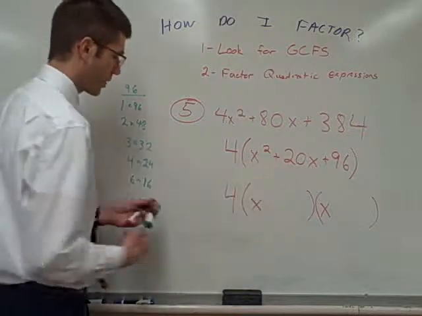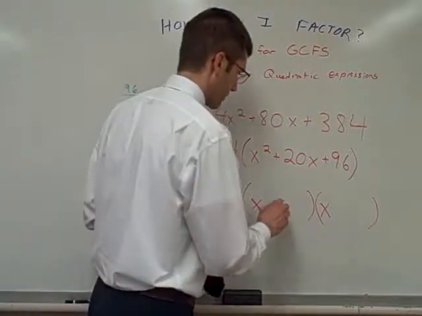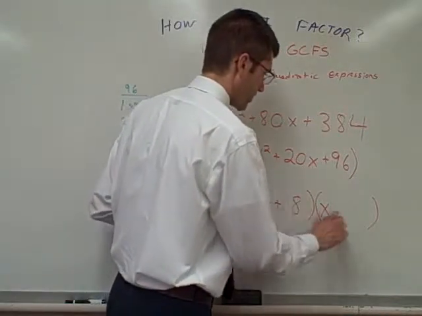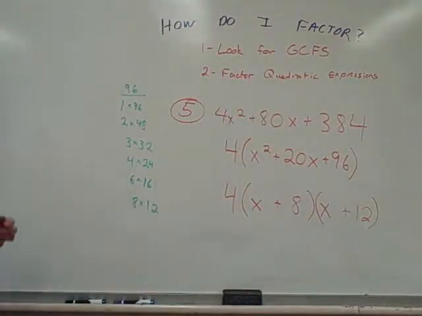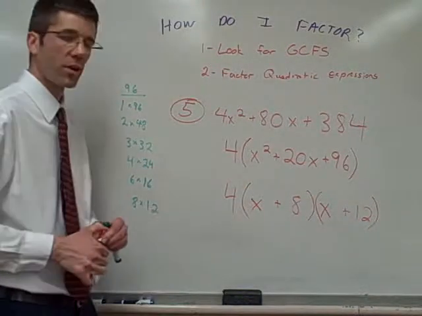8 plus 12 is 20. We just found it. Plus 8, plus 12, in no particular order. That's the final answer. It is completely factored. By the way, you've heard this word before.